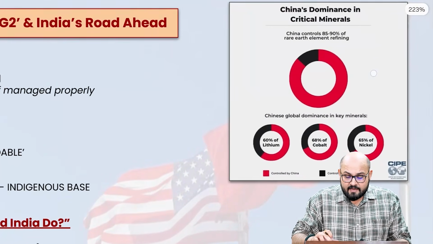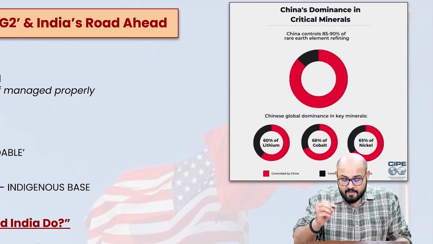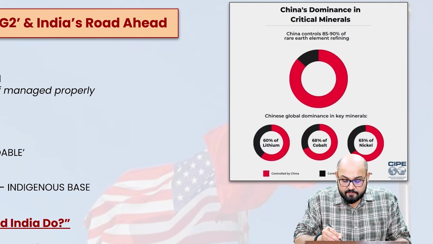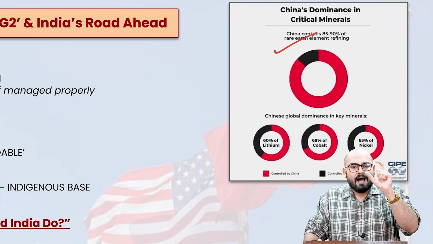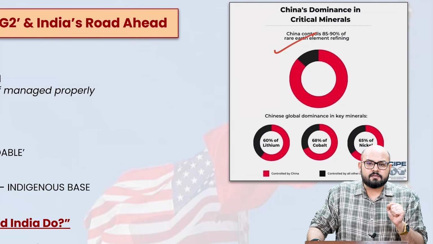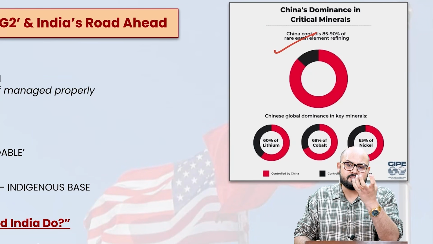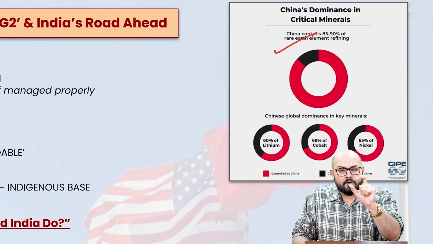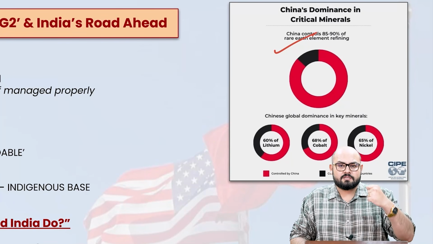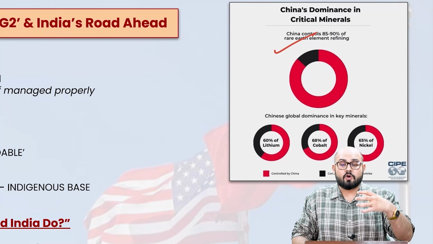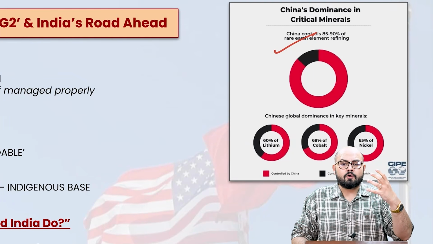When we talk about China's dominance in critical minerals, China controls almost 85 to 90% of the rare earth elements. Why are these rare earth elements important? Because these are the foundational stones. These are the most important component when we talk about emerging technologies. You talk about electric vehicles, battery storage systems, or smartphones.